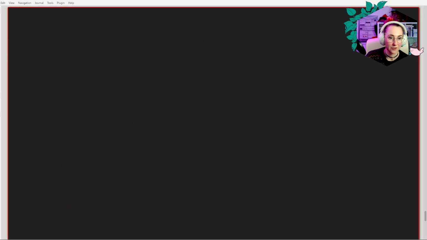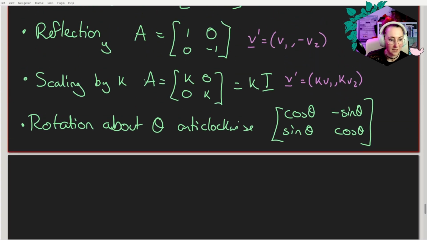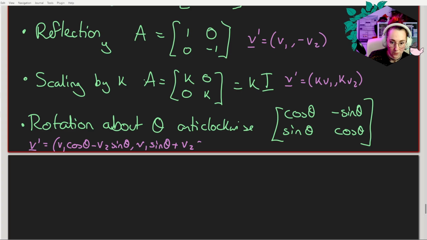And the final one, which I'm probably going to need to do down here. The rotation one is v1 cos theta minus v2 sine theta, v1 sine theta plus v2 cos theta. Ta-da!